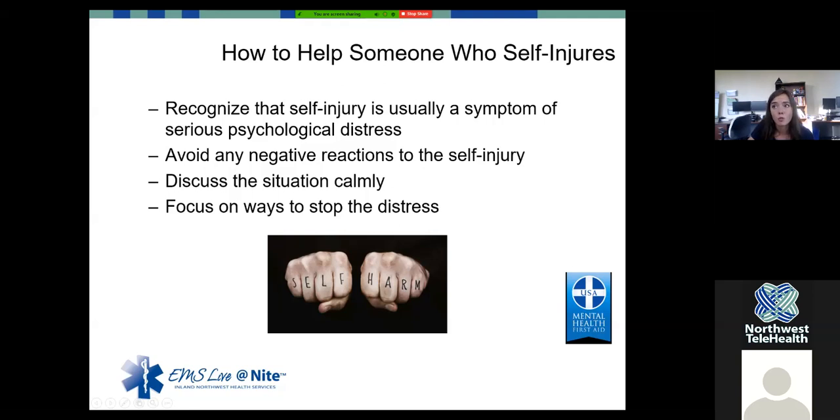So we want to focus on ways to stop the distress. How can we get them the professional help or guide them towards resources to help with that underlying issue? And then never trivialize the person's feelings in situations that have led to that self-injury.